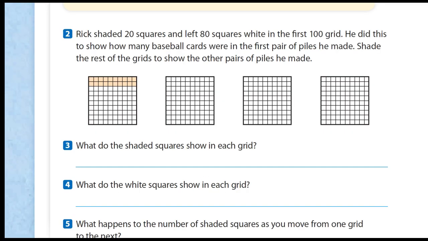On number 2, it says Rick shaded 20 squares and left 80 squares white in the first grid. So that's what he did right here. All these right here, this is 20, and then the rest of the white ones is 80. Then it says he did this to show how many baseball cards were in the first pair of piles he made. Shade the rest of the grids to show the other pairs of piles. Oh. So the next group he did what? What were the 2 numbers again? You just underline them. 30 and 70 and 50 and 50, right?